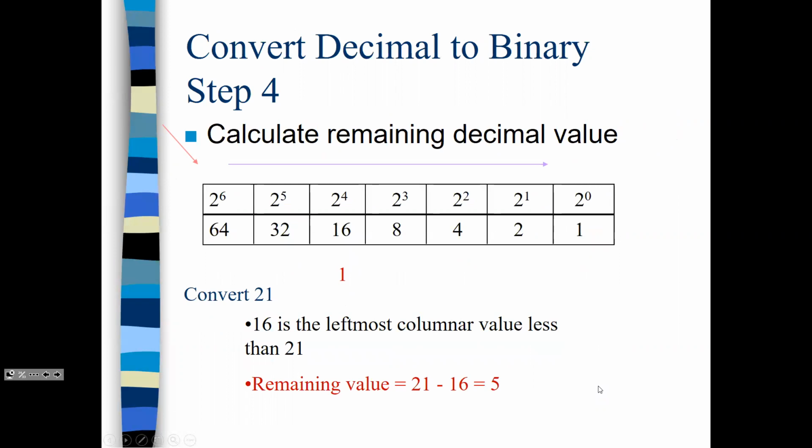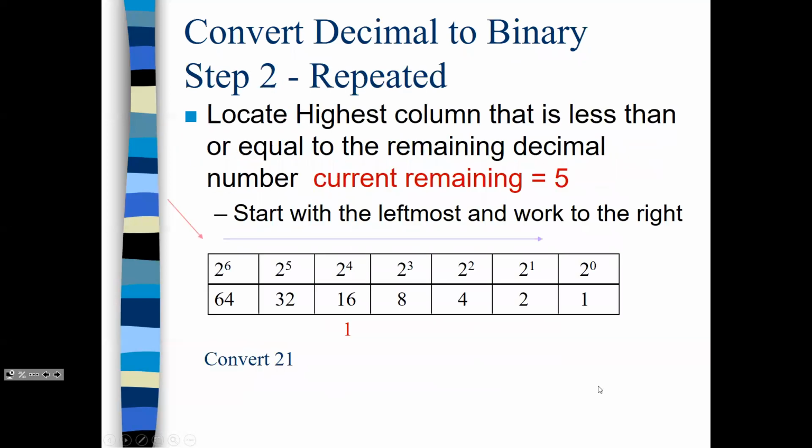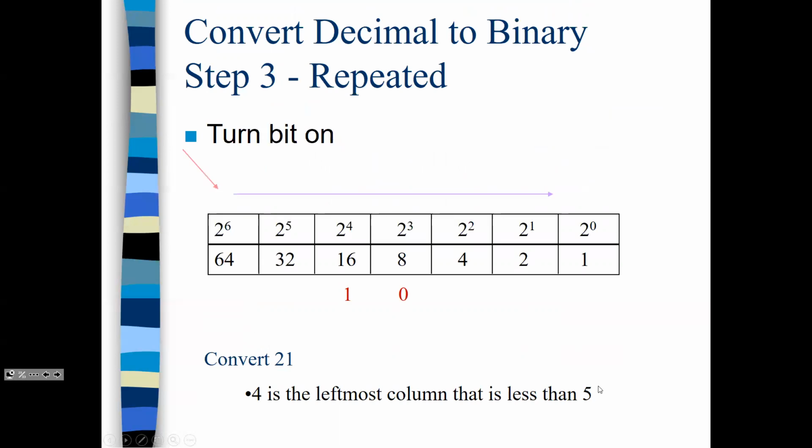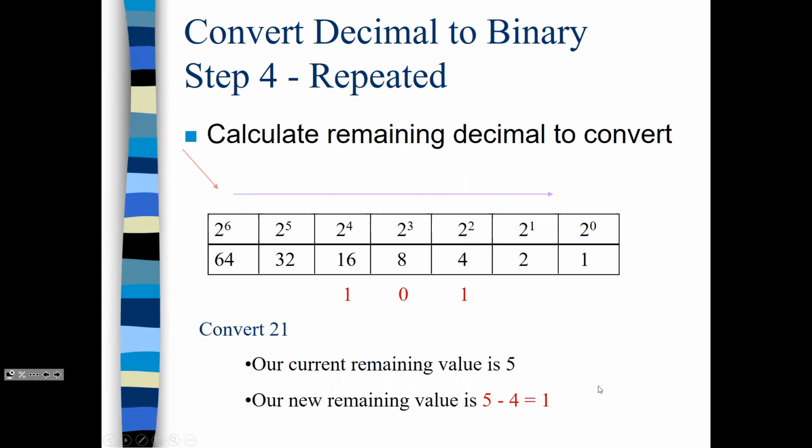So what should I do with that 8's column? A 0, because I don't need it. What about the 4's column? Put a 1, because I do need it. And how much is that going to leave left to convert? 1. So you got 1, 0, 1, 0, 1, perfect.